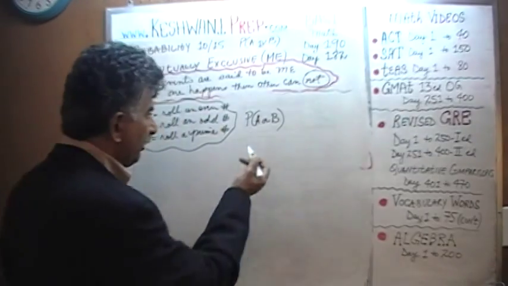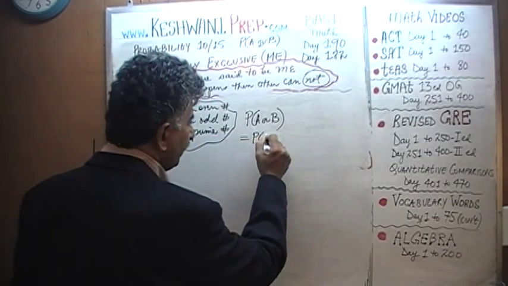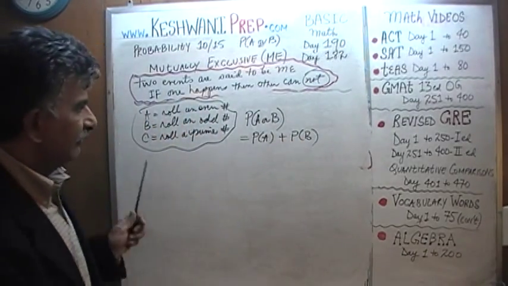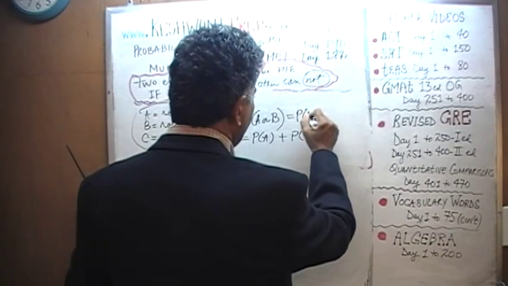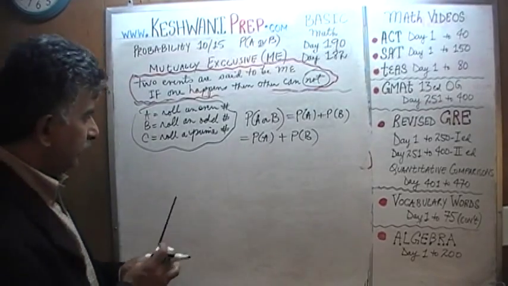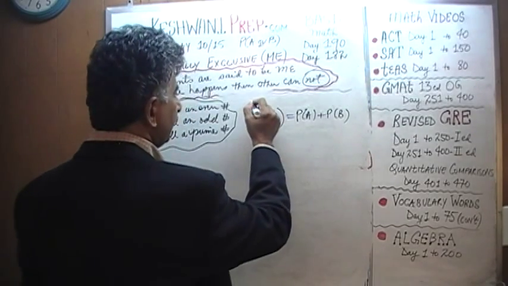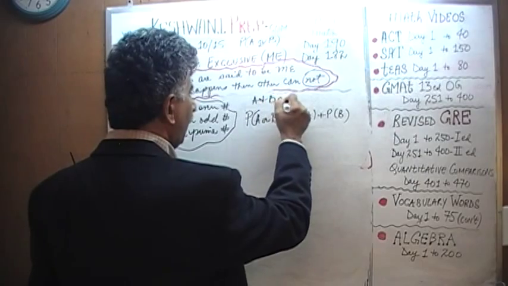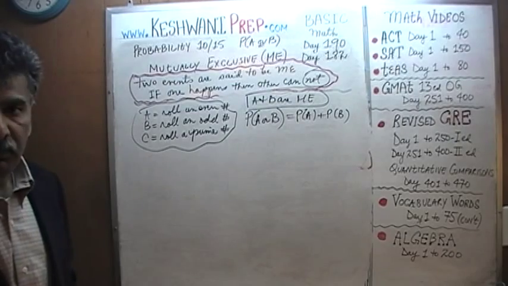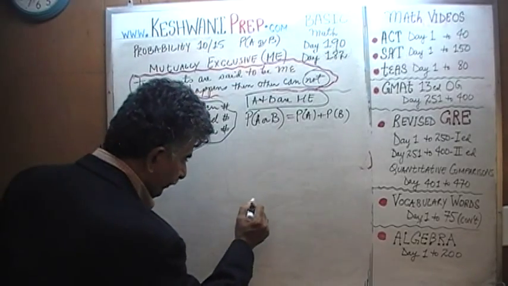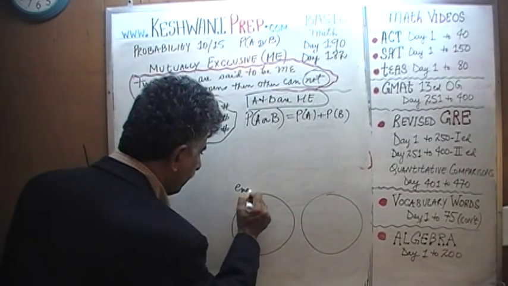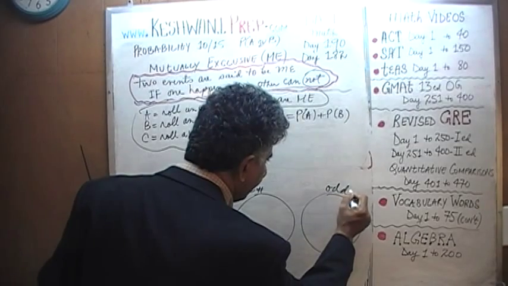Why is it 100% guaranteed? Because this is simply the sum of the probability of A plus the probability of B. And that's it, we're done. This is equal to the probability of A plus the probability of B. Why? Because here, in the case of A and B, A and B are mutually exclusive. Why are they mutually exclusive? Mutually exclusive means, if you were to draw a Venn diagram, mutually exclusive means like this. This is even numbers and this is odd numbers.